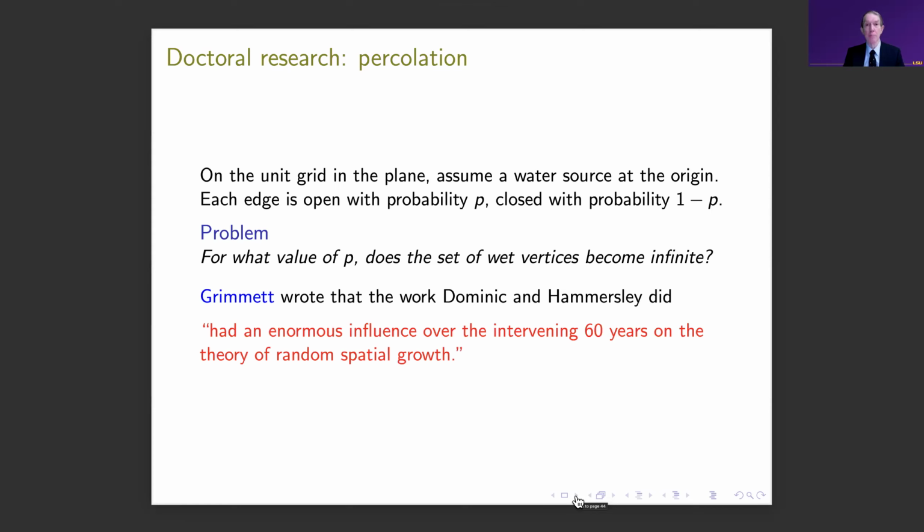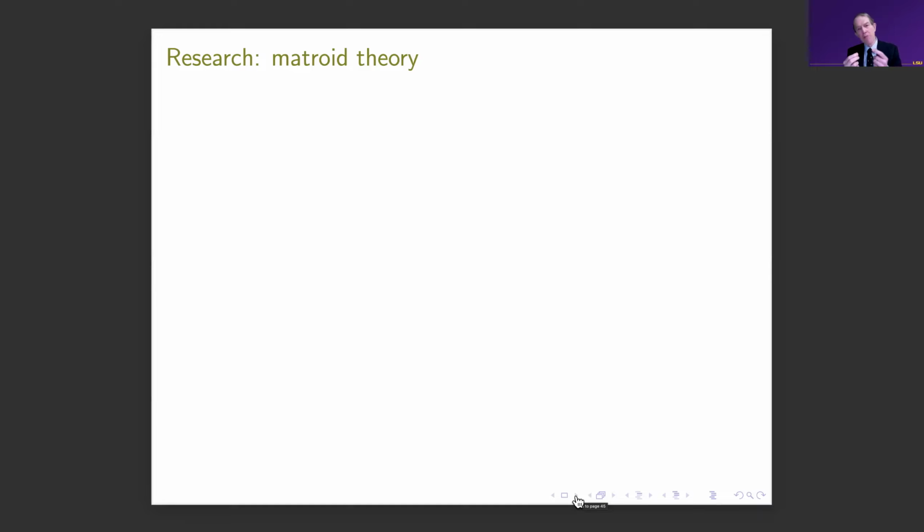One of the features of Dominic's work was that he was never content with just staying in one narrow area. He was always trying to learn new things. And there are really three distinct stages in Dominic's career. There was percolation, then matroid theory, and then, it's hard to decide which came next, polynomial and complexity theory.